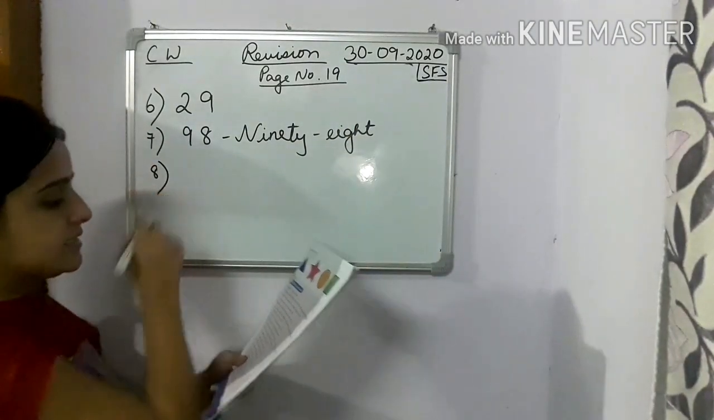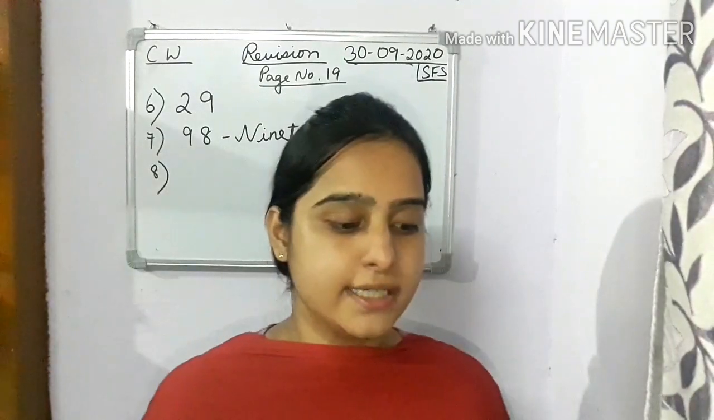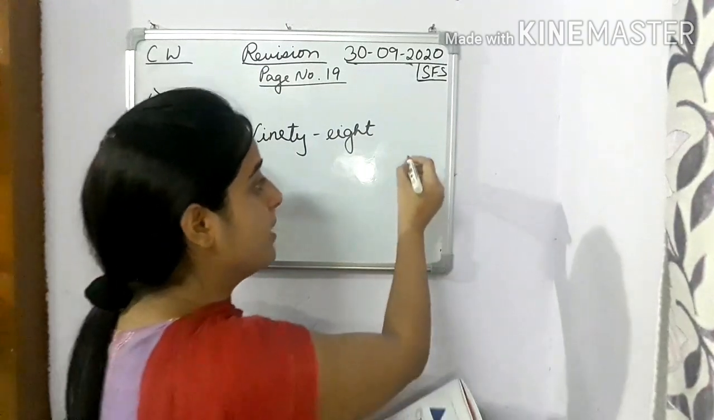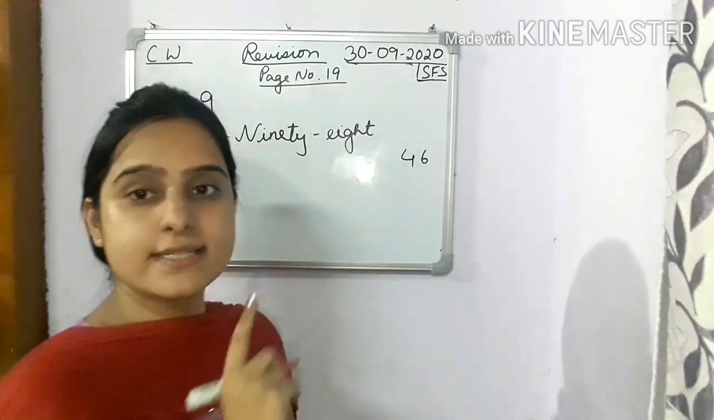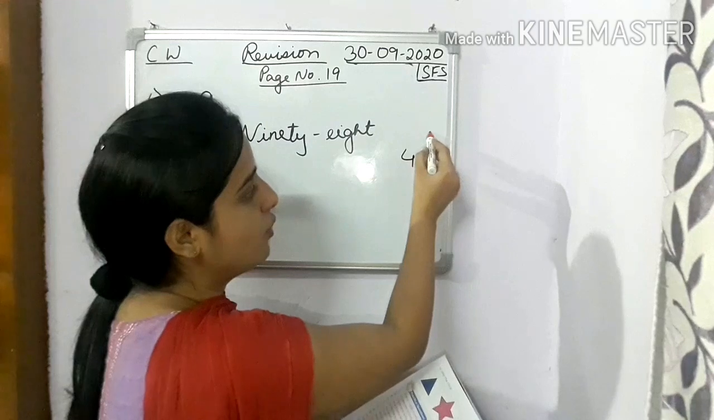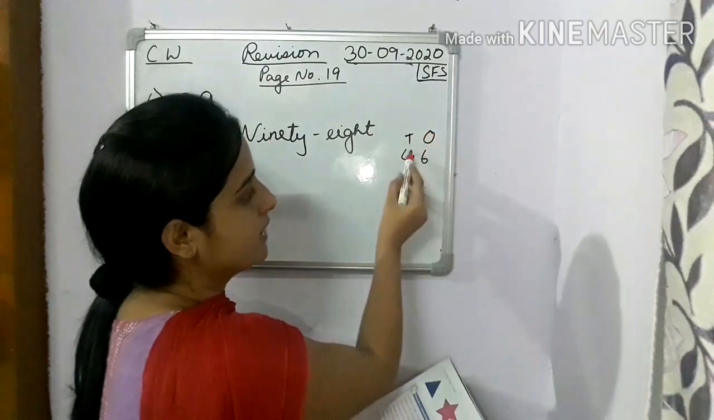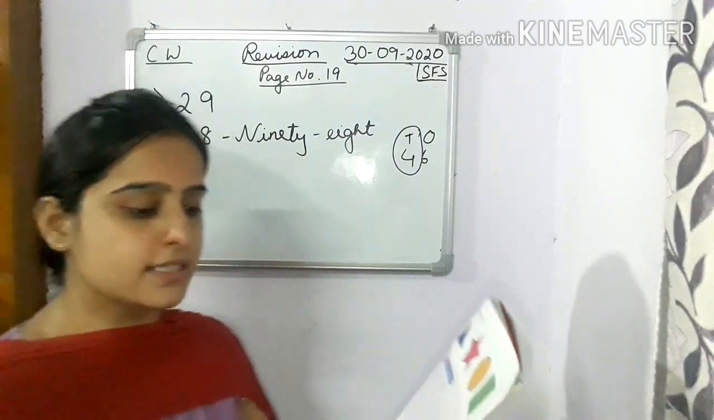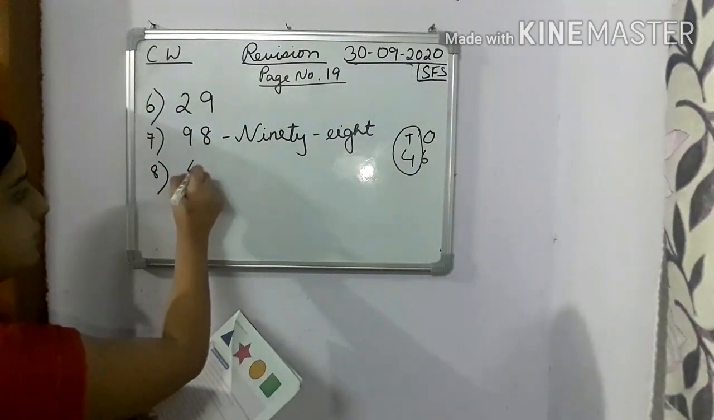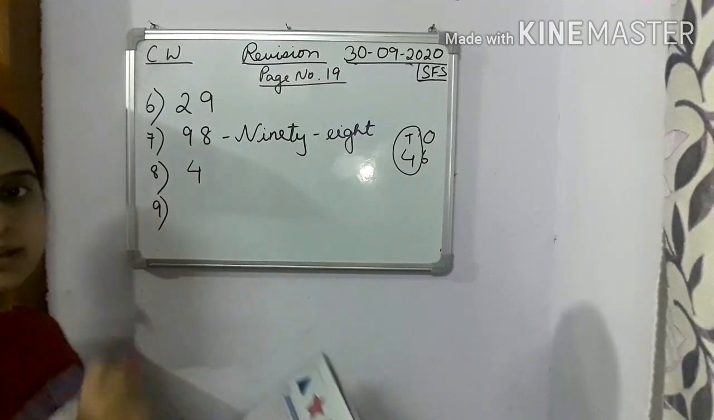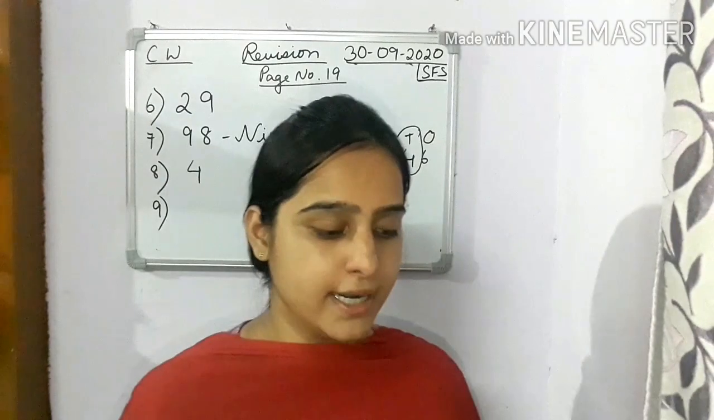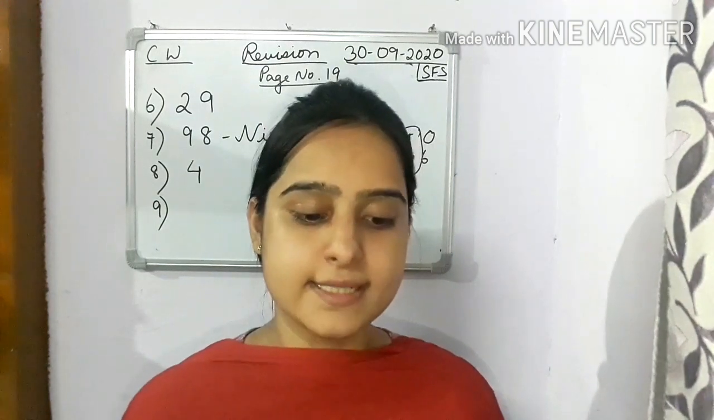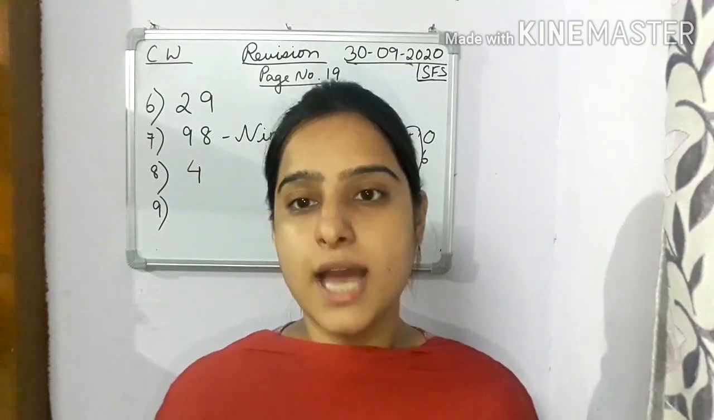Next, number 8. What is the digit in the 10's place in 46? In number 46, children, what is the digit in 10's place? You know 1's, 10's. So what is the digit in 10's place? 4. So the answer is 4. Clear?